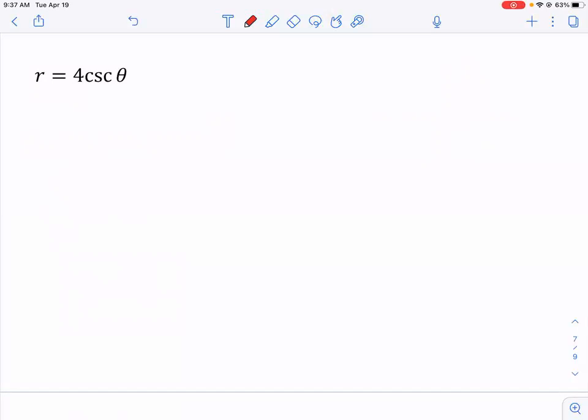Cosecant. Do we have anything about a cosecant in any of these 4 conversion formulas? No, we have sine, cosine, and tangent. Cosecant is not helpful at all. So let's rewrite cosecant to be the reciprocal of sine.